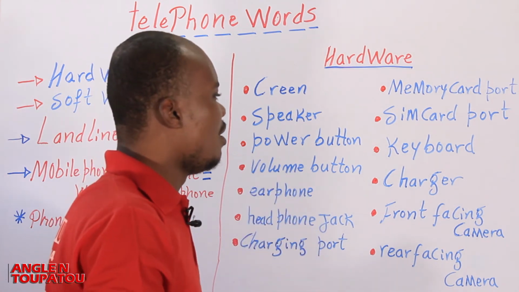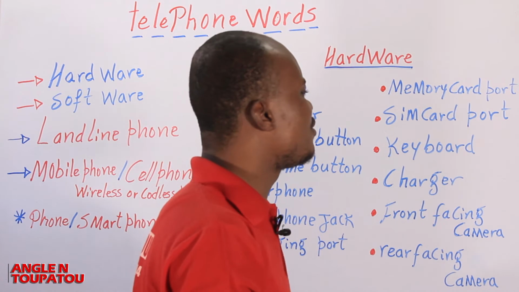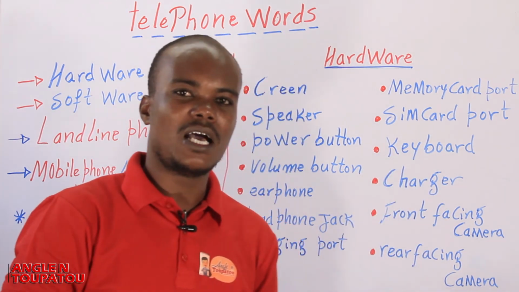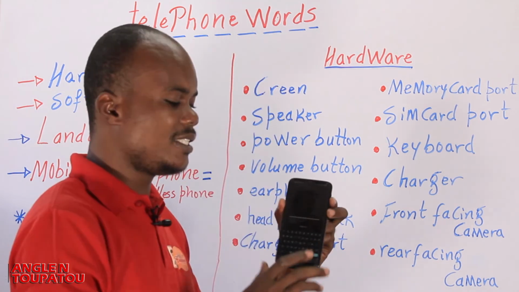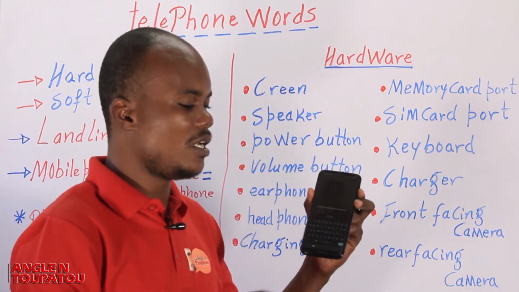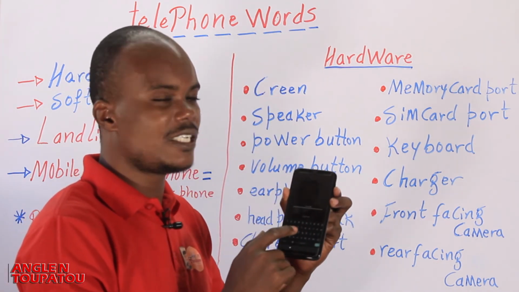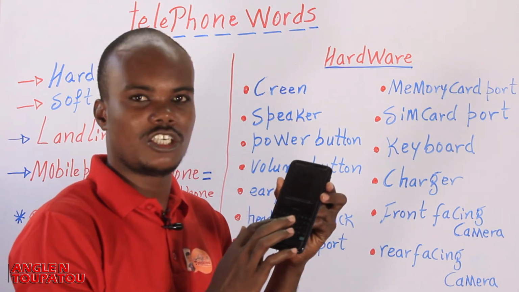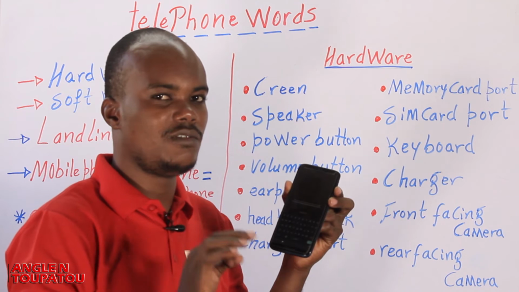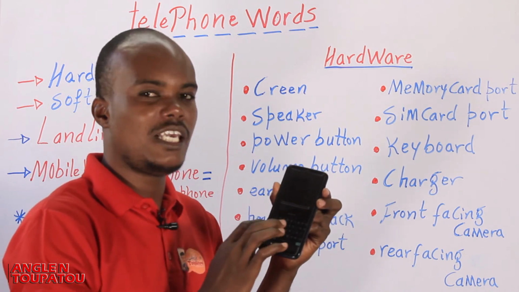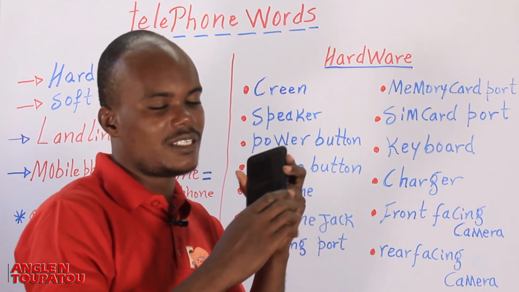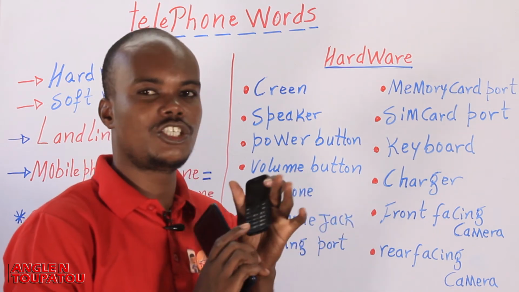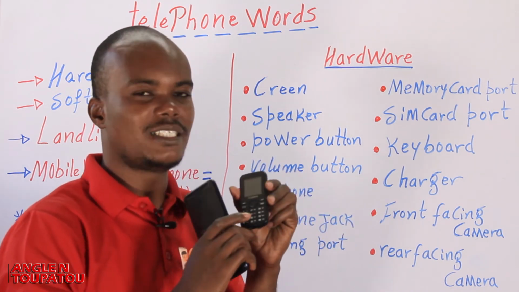That's great. Okay, and after, what I don't show you is the keyboard. This telephone has a software keyboard. You can see, it's the keyboard. The keyboard is where you can touch to write something inside your telephone. This is a software keyboard. I'm not talking about software today, but let me show you the keyboard.